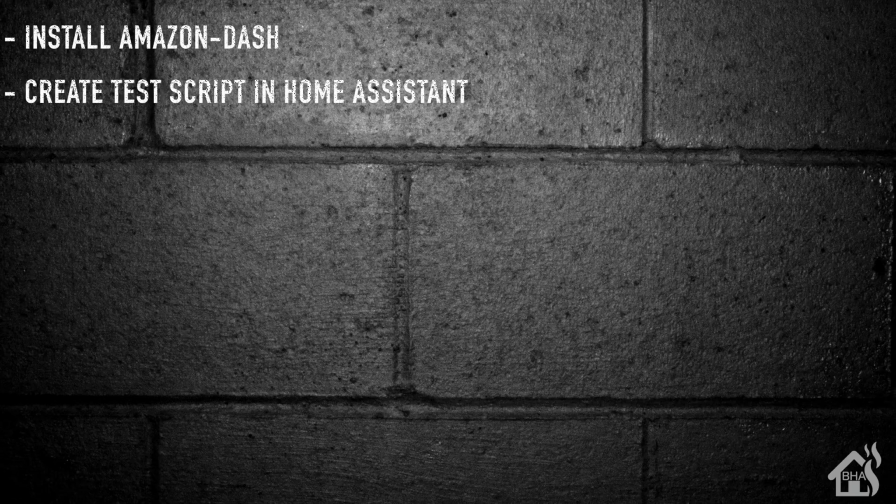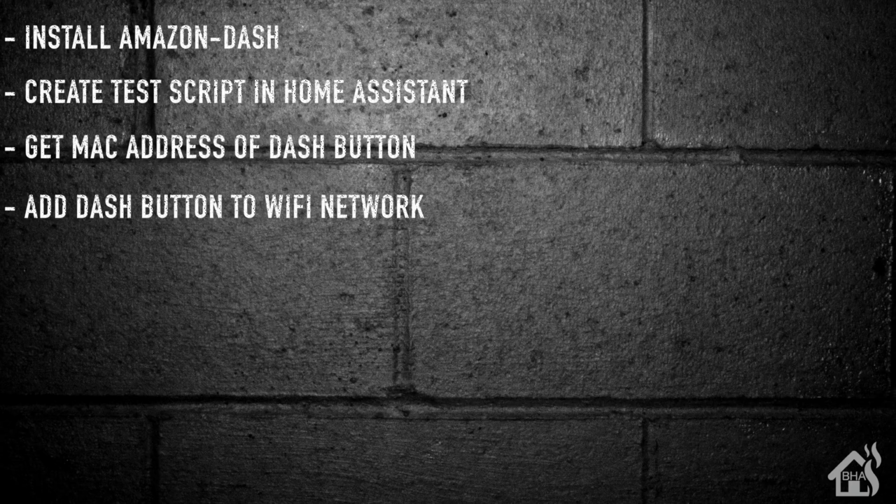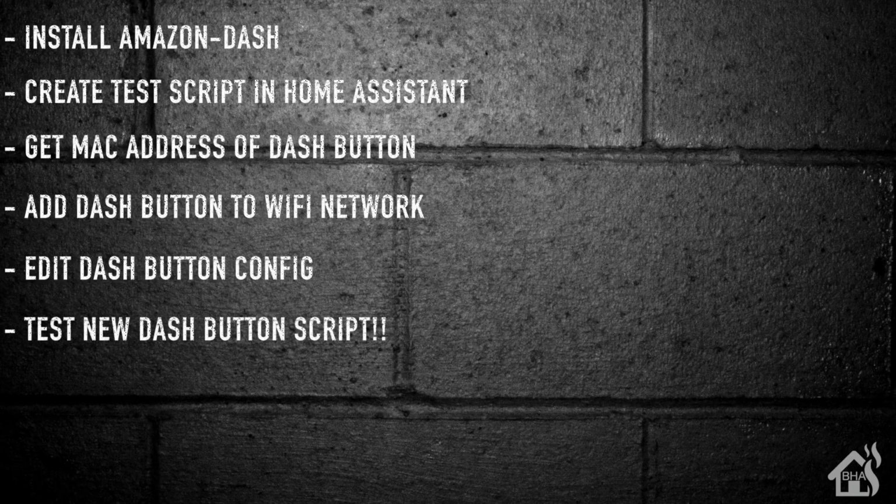Once we do that, then we are going to find out what the MAC address is of our Dash button. I'll show you how to do that. After we do that, then we're going to get our Dash button added to our Wi-Fi network, our local network there, where we're going to be using the button. Once we do that, we will edit the Amazon-dash config file. Once we have that configured and restarted, we will test out the new Dash button script.